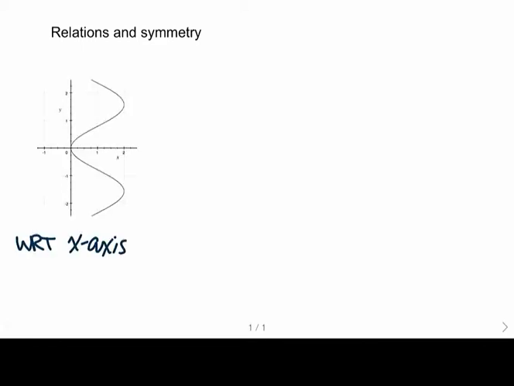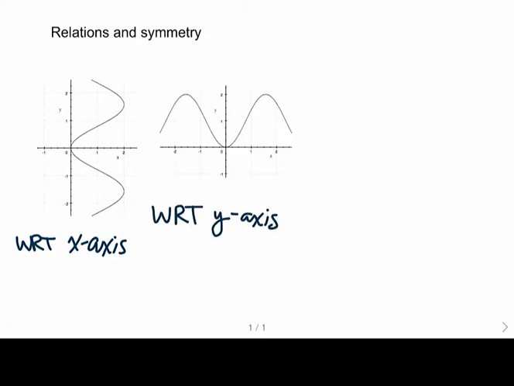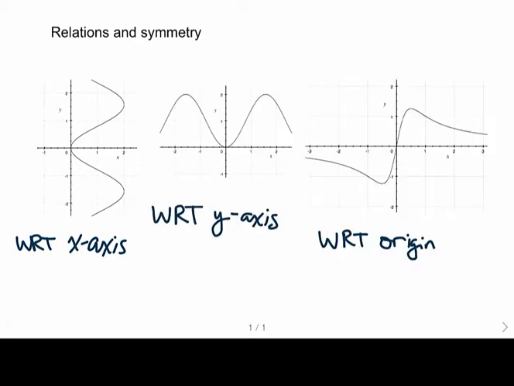In this session, we're going to examine relations and symmetry. And in so doing, we consider three types of symmetry. One of them is with respect to the x-axis, another is with respect to the y-axis, and finally with respect to the origin. For a relation that is symmetric with respect to the x-axis, if it contains any particular point, say (x, y), then this kind of symmetry indicates that we will also have a corresponding point, (x, -y).